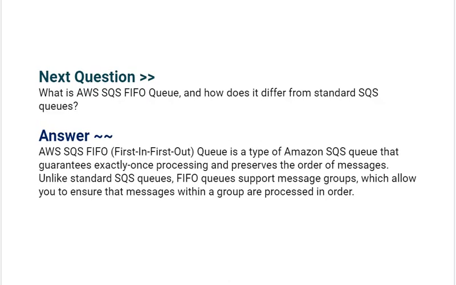Our next interview question is: what is AWS SQS FIFO queue and how does it differ from standard SQS queues? Your answer should be AWS SQS FIFO, that is first in first out queue, is a type of Amazon SQS queue that guarantees exactly once processing and preserves the order of messages. Unlike standard SQS queues, FIFO queues support message groups, which allow you to ensure that messages within a group are processed in order.